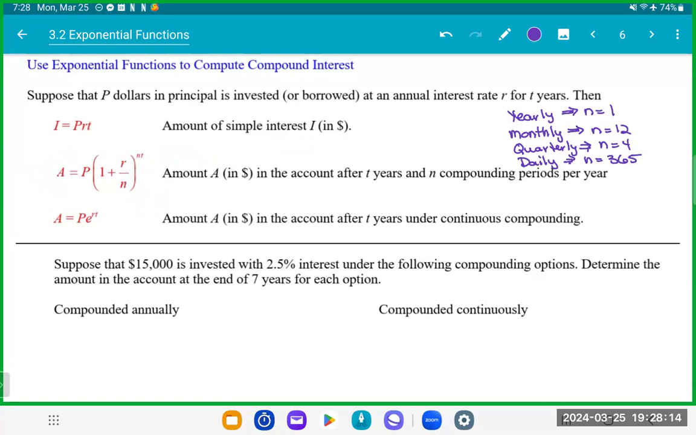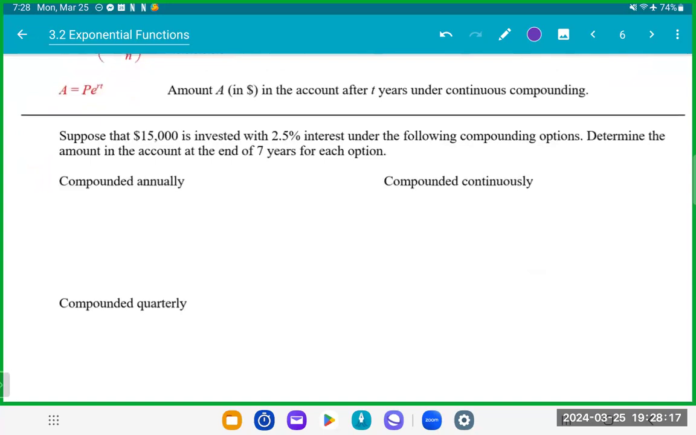Okay. So the problem that we have here, we're going to look at 3 different ways. We're going to look at compounding annually, compounding quarterly, and then compounding continuously. Okay. So first, we know that our principal is $15,000. That's how much we're investing. Our interest rate is 2.5%. We need to put that into decimal form. So r equals 0.025. And our time for all 3 of these is 7 years.